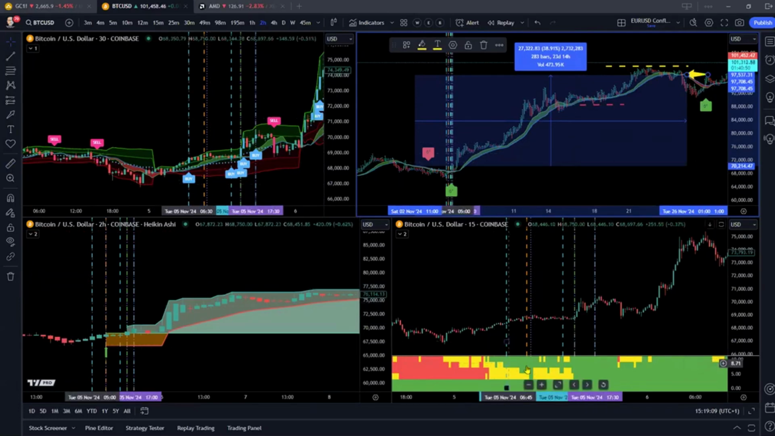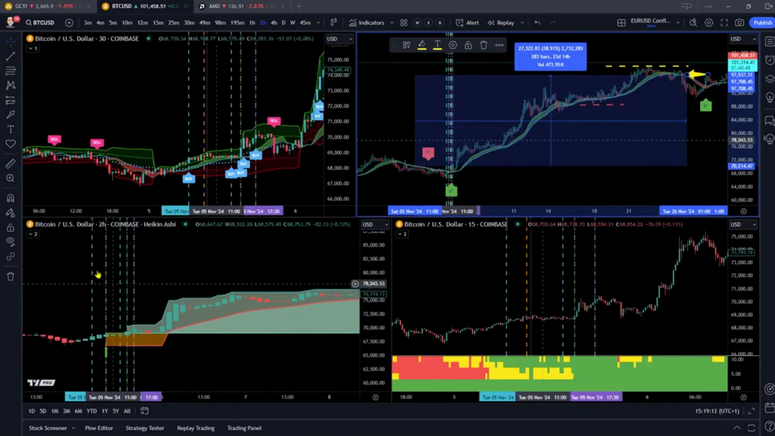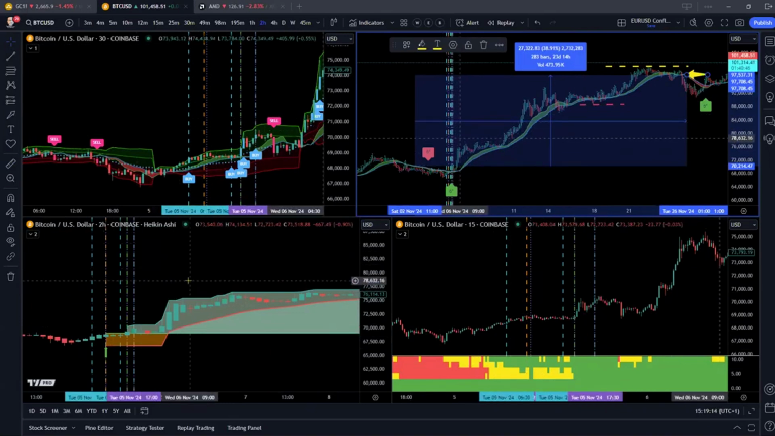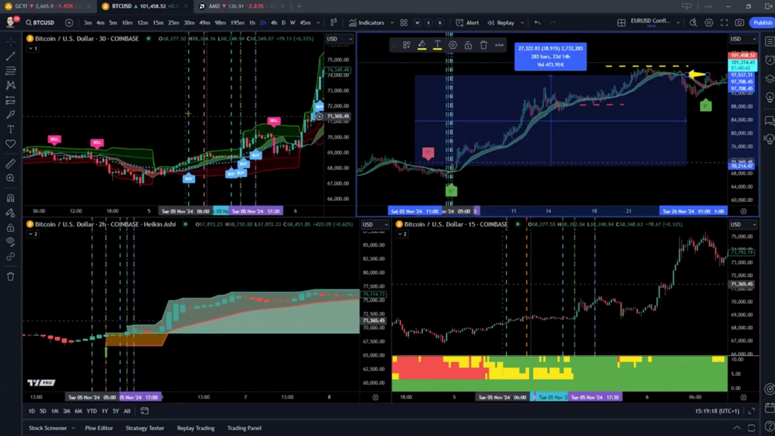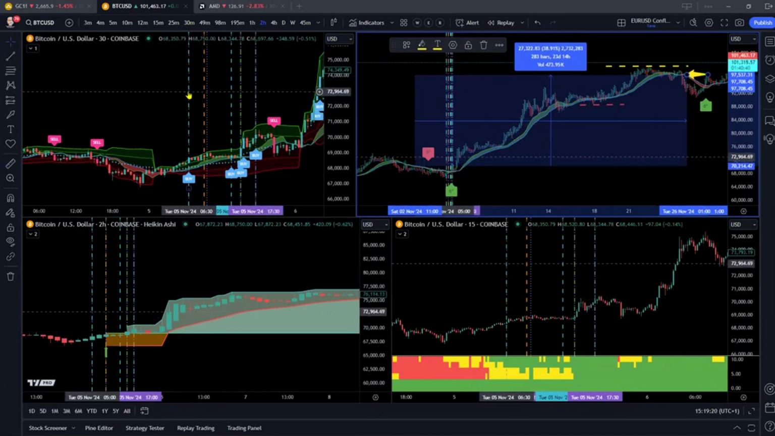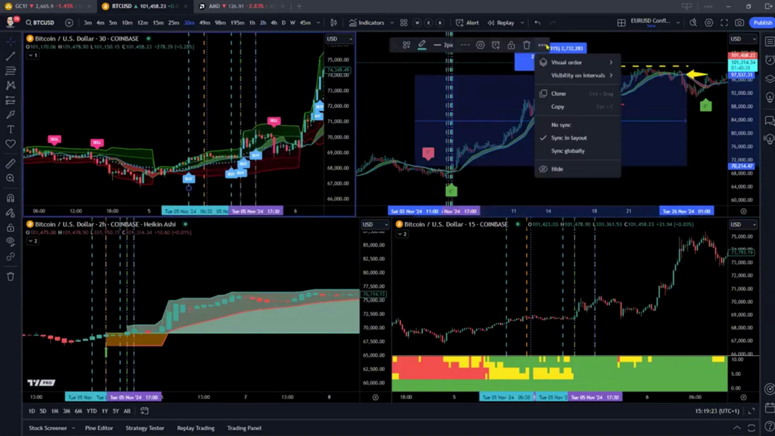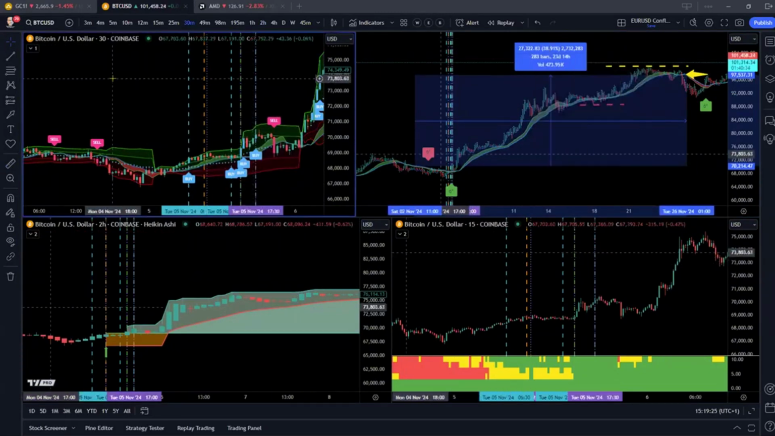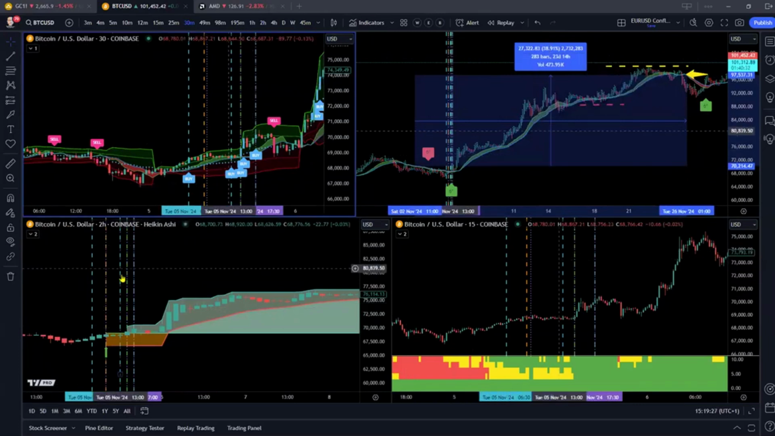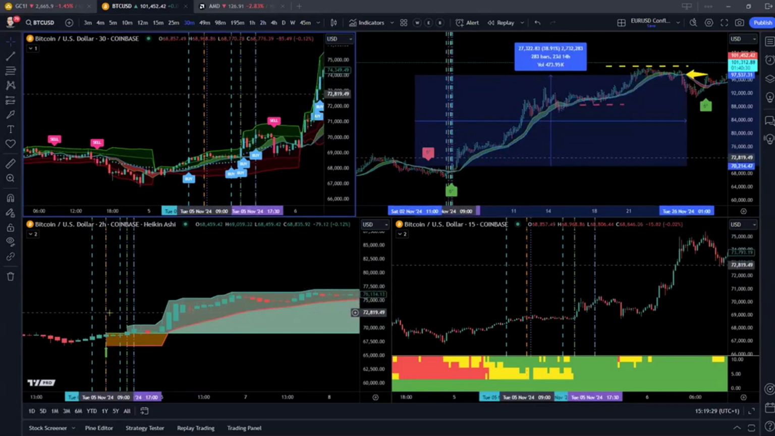So for me, it's just a visualization, and I actually draw these lines on as well. It's just the way I do it. As soon as I see a signal come on this 30-minute, for example, I'll draw a line, I'll click on it, and I will sync in layout, so it goes on all the other charts. And then when I get a signal here, I'll do the same thing.